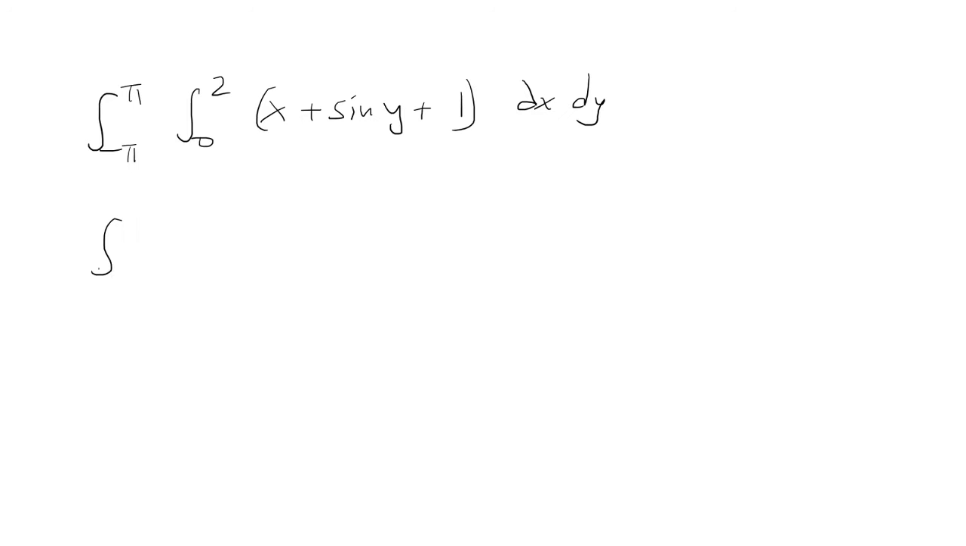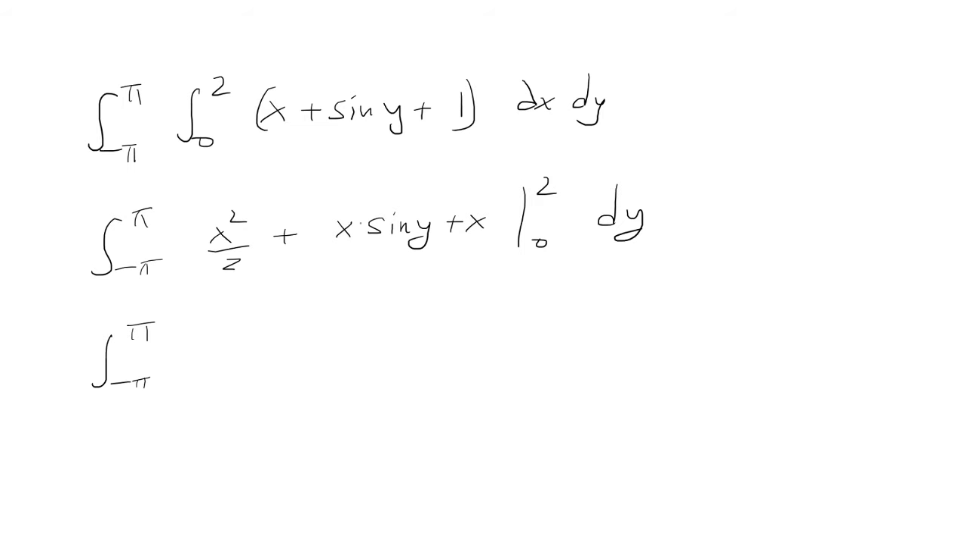We have another double integral. So integral from negative pi to pi, integral from 0 to 2, x plus sine of y plus 1, dx dy. Let's integrate with respect to x first. So we get x squared over 2 plus, since sine of y is a constant, that's just x times sine of y, plus x, from 0 to 2.